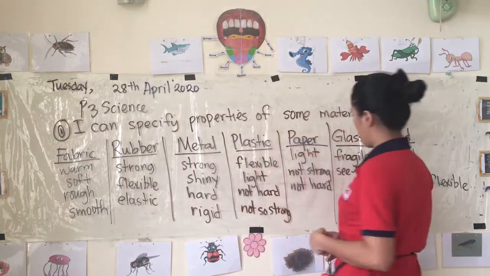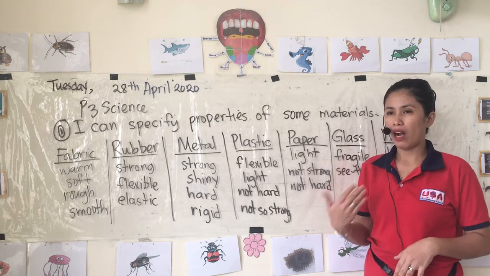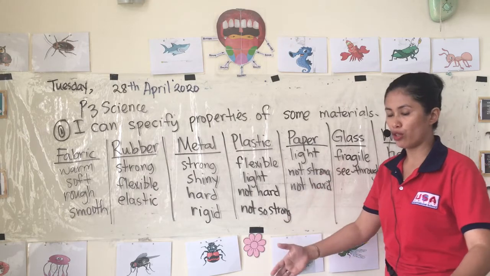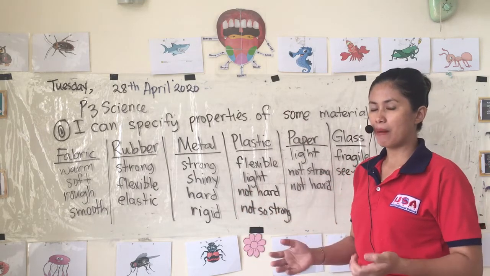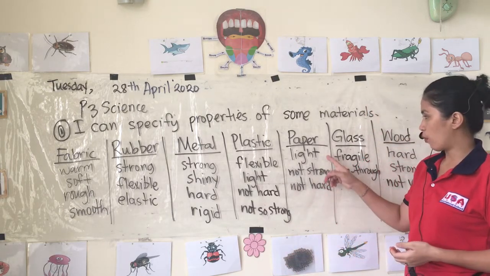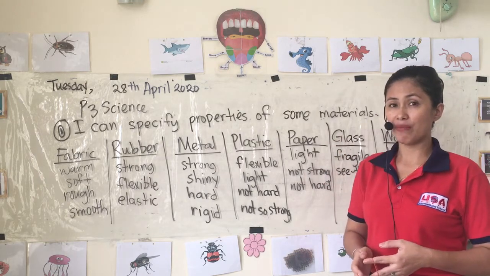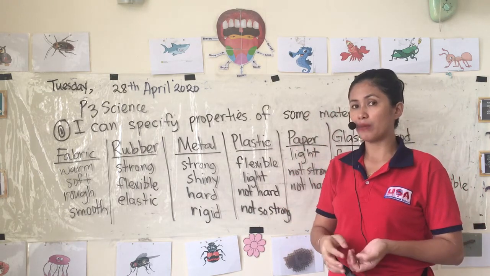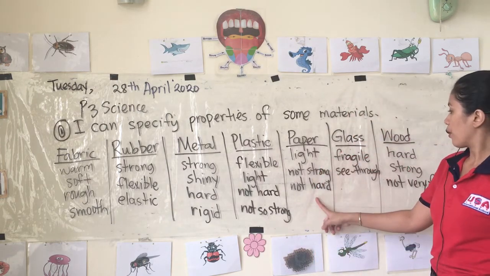Okay, how about paper? Most paper, like bond paper, colored paper, construction paper, is light. But depending on the volume, like how many papers you are carrying, then it's gonna be heavy. And of course, paper is not strong. Can you imagine making a house of paper? Can you stay in the house if the house is made of paper? Definitely not, right? And also it is not hard.